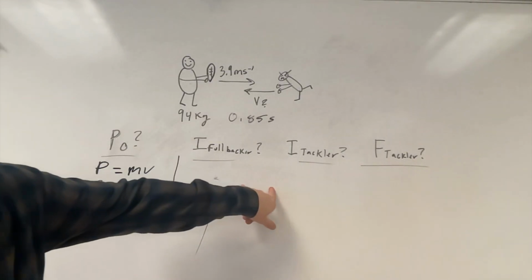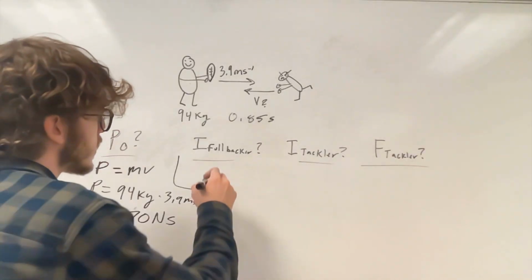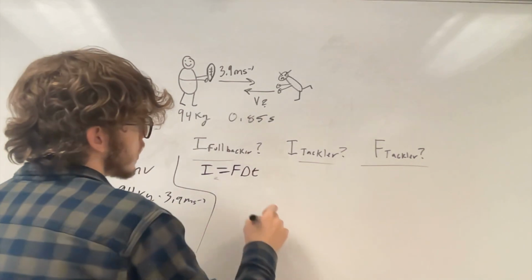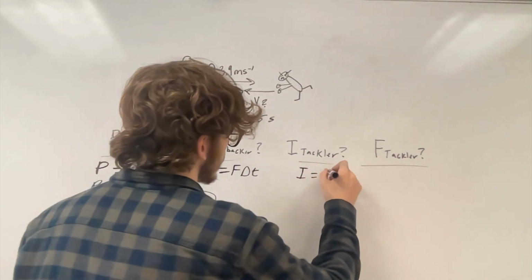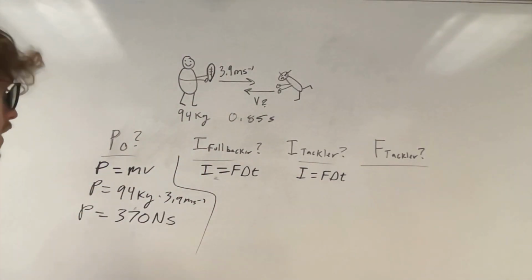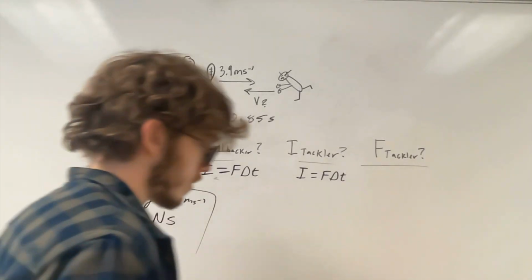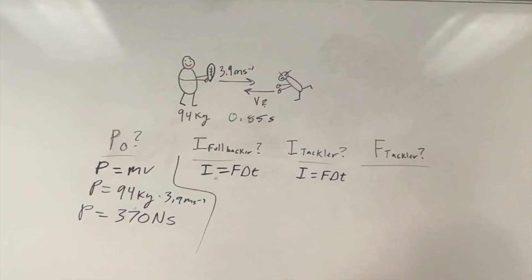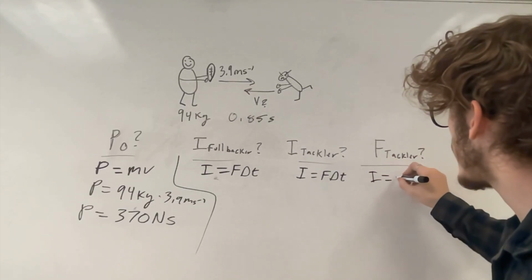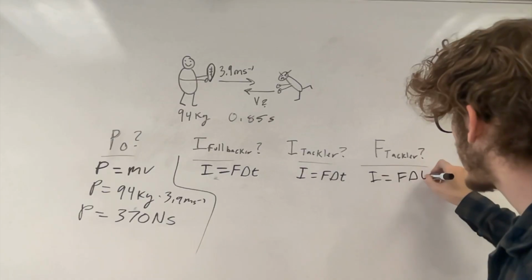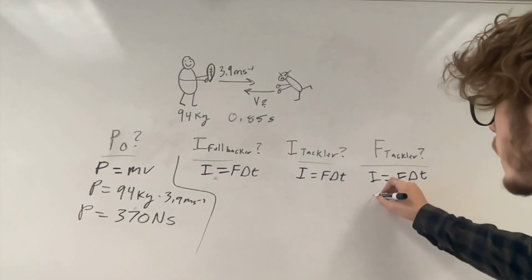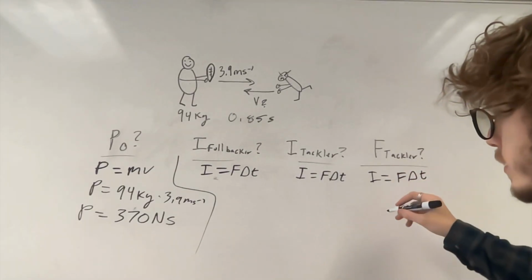Before we get to that, it will help us to find the force first, because we know that impulse is equal to force times a change in time. We're going to notice that these are going to be equal but opposite in sign. So the force exerted on the tackler here, what is that? We know that impulse equals force times some time interval, but we can also rewrite impulse as the change in momentum.